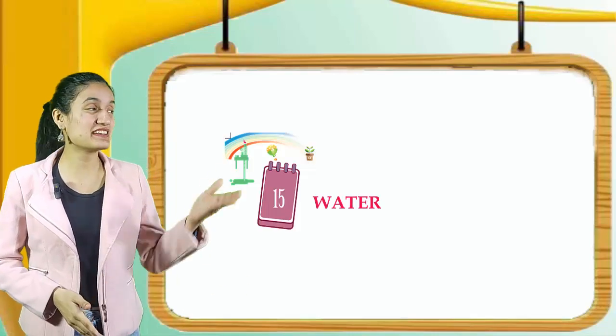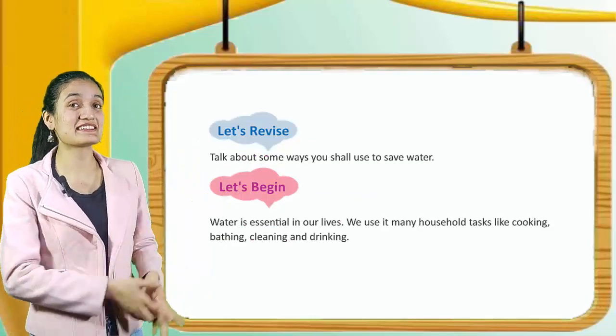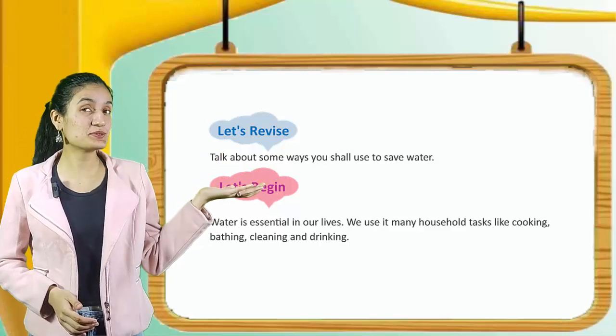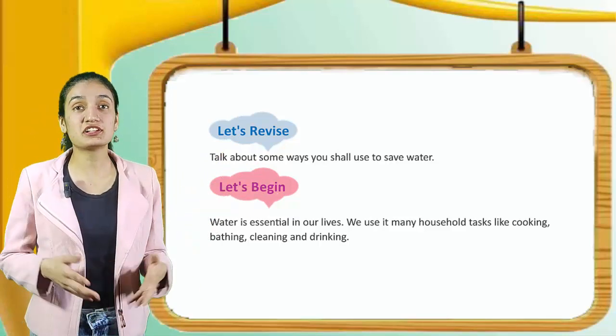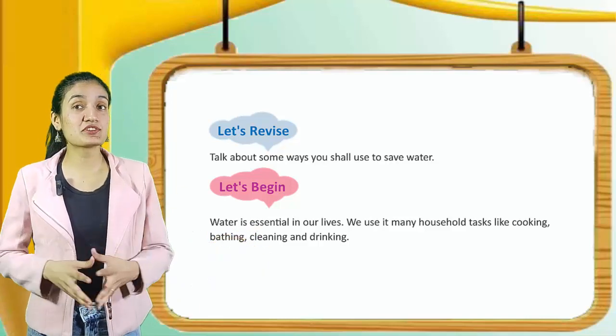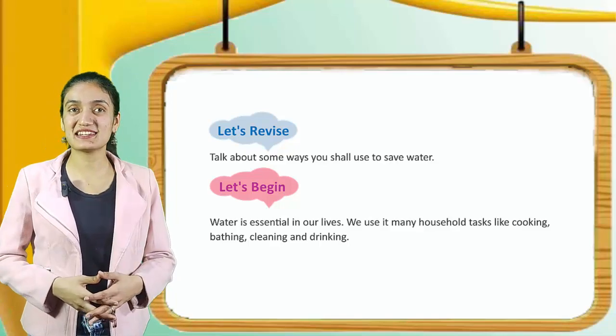Now the next chapter is chapter number 15, water. Now let's revise. Talk about some ways you shall use to save water. Let's begin. Water is essential in our lives. We use it in many household tasks like cooking, bathing, cleaning and drinking.